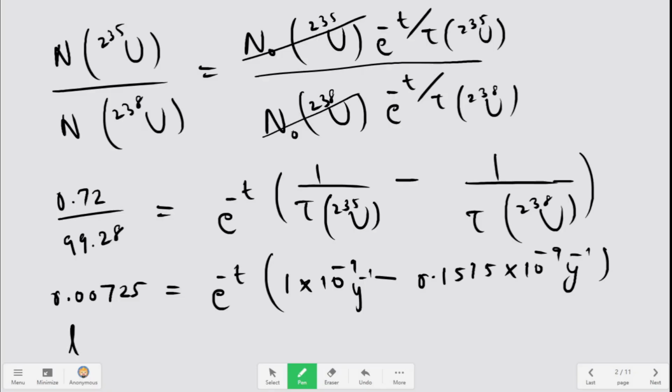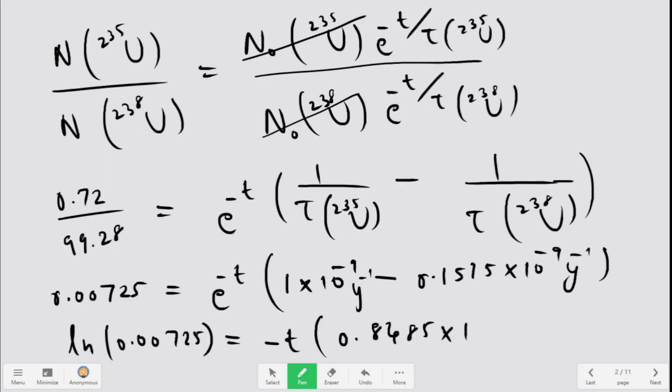Now take ln on both sides. Ln of 0.00725 is equal to minus t times 1 into 10 raised to minus 9 minus 0.1515 into 10 raised to minus 9, which is equal to 0.8485 into 10 raised to minus 9 per year.